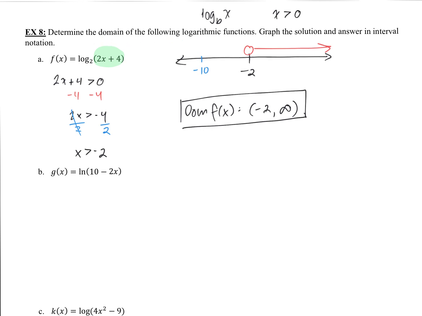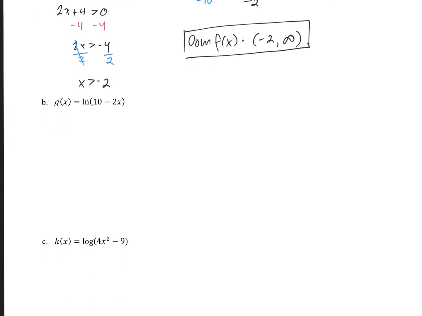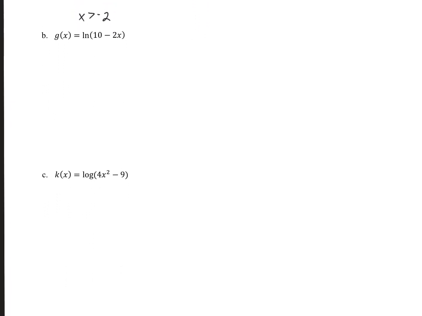Okay, go ahead and see if you can try to find the domain for part B. All right, so for part B, remember, we want to have the argument be positive, so we'll take that negative 10 times 2x, and we'll see when it's greater than 0. Subtract 10 from both sides. Then we have negative 2x is greater than negative 10. Divide by a negative. And when I divide by a negative, what happens? The sign switches. And then we get 5. So x is less than 5.